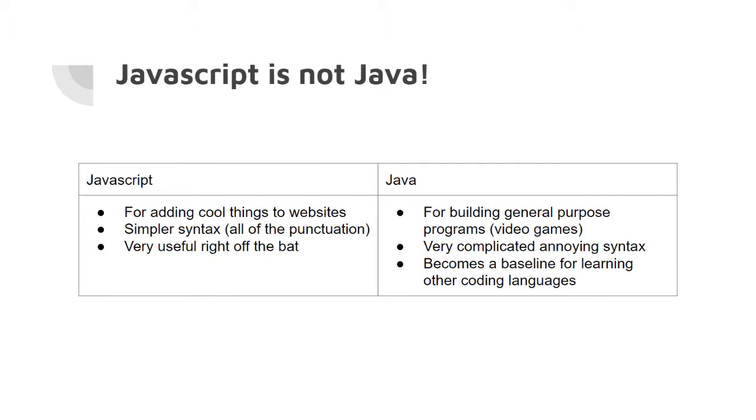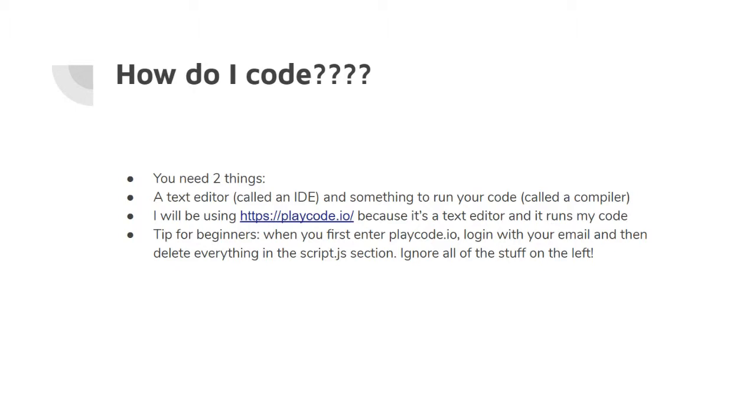Alright, let's get into JavaScript though. So how do you actually code? Well, you need two things. First, you need a text editor, what we call an IDE, or Interactive Development Environment, as well as something to run your code, what we call a compiler. Now, there are compilers and IDEs that you can download, but there is a website that we will be using called playcode.io that works as a text editor and a compiler. So, why don't we actually open it up and check it out?